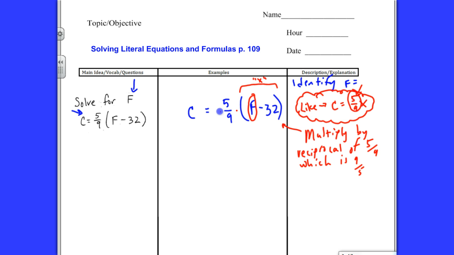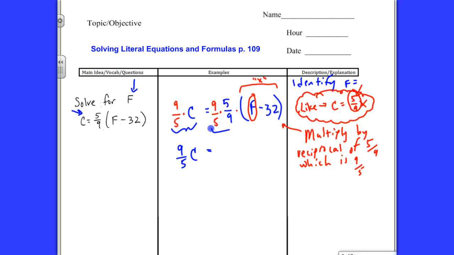I'm going to squeeze that in right here. Now that's why I told you to give yourself some space. Now I'm going to do it there. And remember the rule, do unto one side as you do unto the other. I'm going to multiply that there. So bring your equal sign down. Keep it lined up, please. This side is now 9/5 times c. And watch what happens over here.